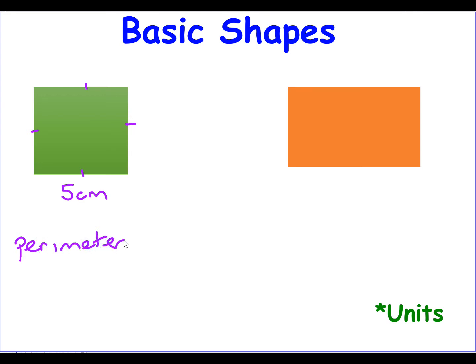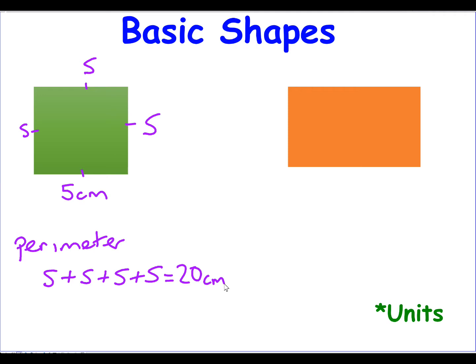is going to be 5 plus 5 plus 5 plus 5. Or if you wanted to, you could multiply 5 by 4, whichever you prefer. So we're walking around our shape, and that gives us 20. And the distance, because it's just in one dimension, is 20 centimeters.